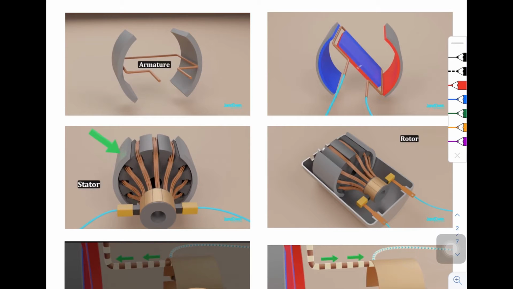the stator of the DC machines. The stator of the DC machines has poles. As we can see here, we have 2 poles. The poles are excited by a DC current to produce a magnetic field inside the machine.